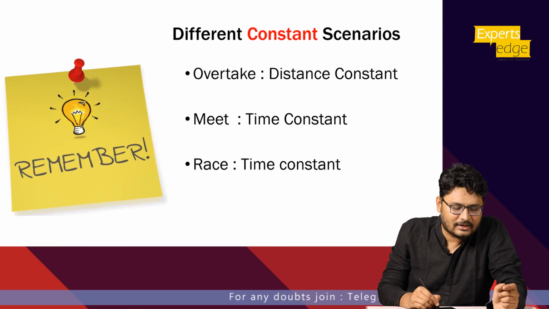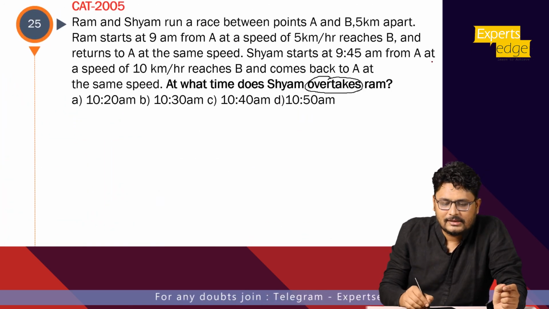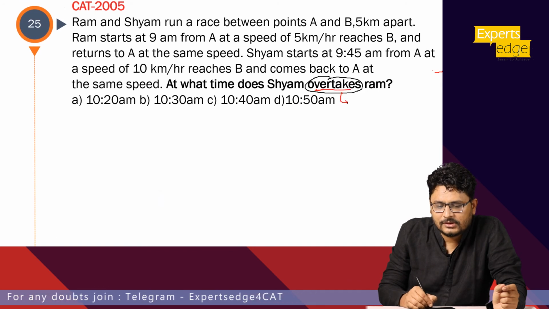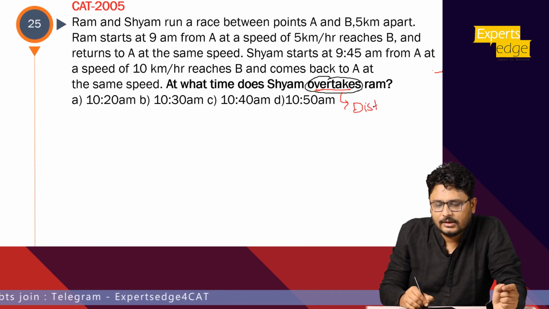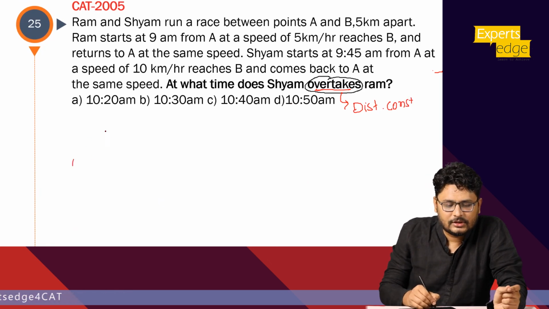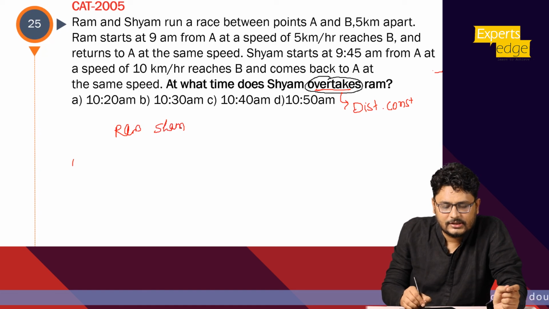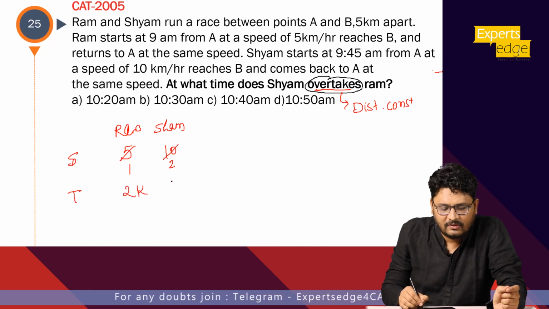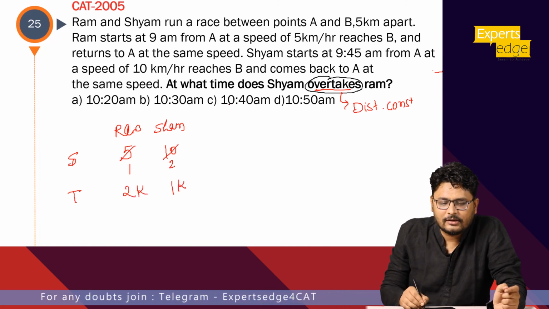Now let's look at this CAT 2005 question. As it is overtake, what does the word overtake suggest? Overtake suggests that distance is constant. Okay, so these are the two persons, Ram and Sham. What are their speeds? Speeds are 5 and 10. So what is this ratio? 1:2. So what will be the ratio of time? 2k and 1k. What is given about time?